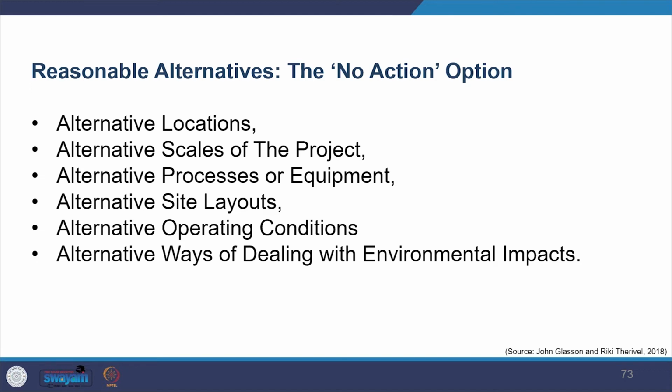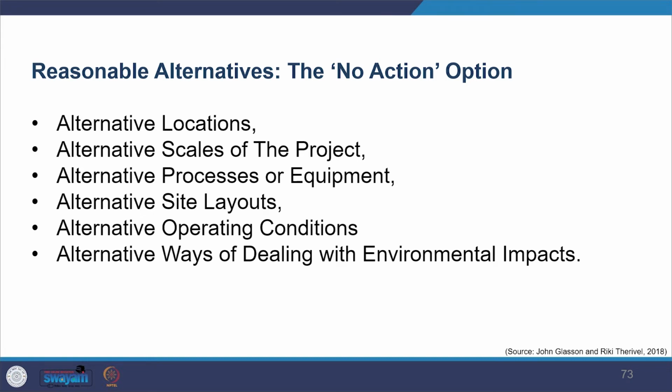So these are a number of broad types of alternatives which are considered by looking at the alternatives. You have one option which is the no action option. So you look at what happens if nothing is done, if no development project comes, so that's the no action option. So what's really happening. Then you have alternative location, then you have alternative scale of the project, or you can have alternative process or equipments, then you can have alternative site layout and alternative operating conditions and alternative ways of dealing with the environmental impact.